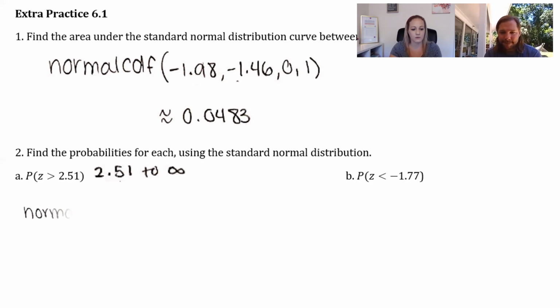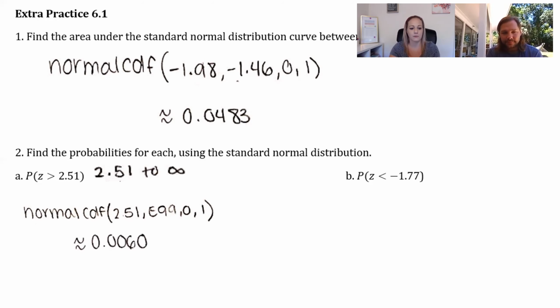So we're still going to do normal CDF here. 2.51 will be the lower bound, E99 will be the upper bound, and then 0 and 1. And we end up with 0.0060.